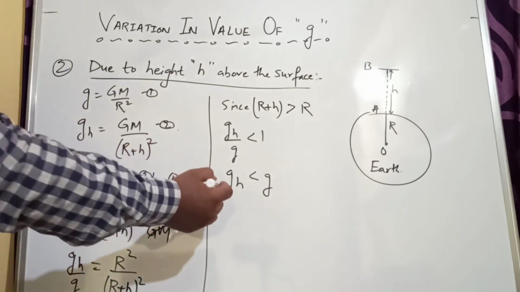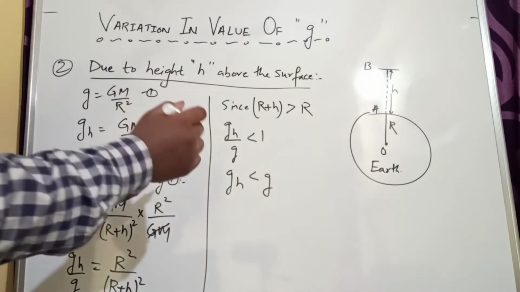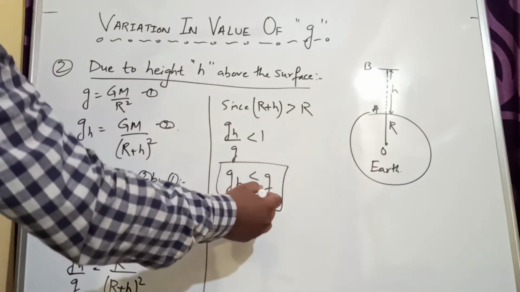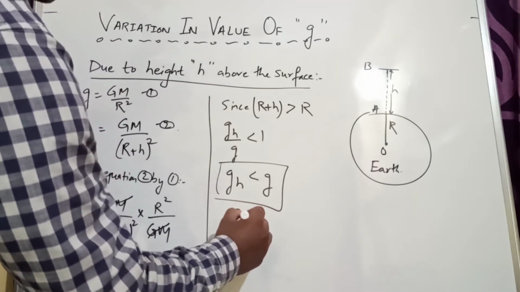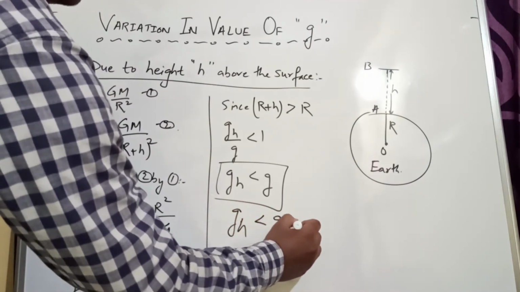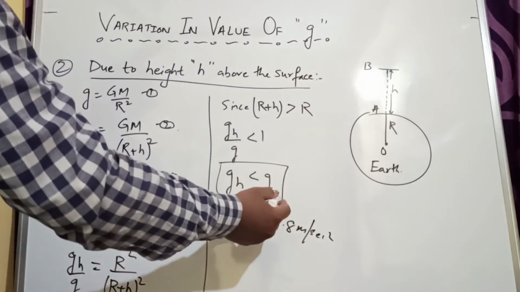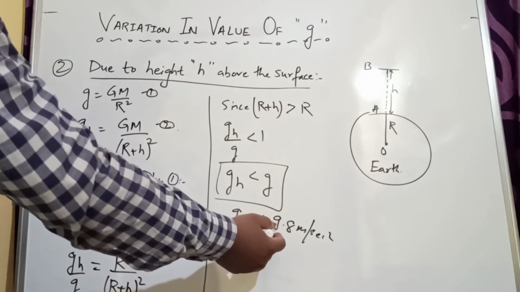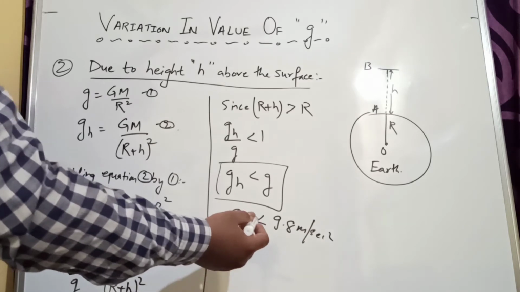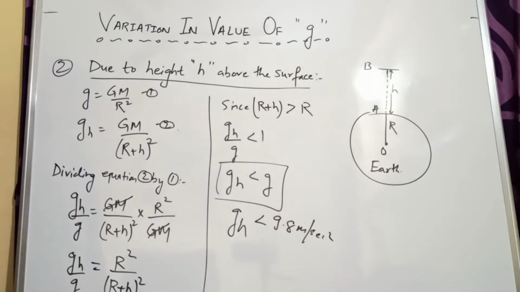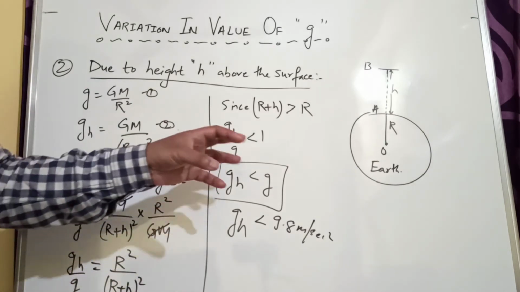It means the value of g at any height above the surface of Earth is less than the value of g at the surface of Earth. It means g_h is less than 9.8 meter per second square. Why? Because at the surface of Earth we are taking g equal to 9.8. So whenever we go to some height, the value of g decreases and we will not get the 9.8 value. It will be less than 9.8. How much that value will be, that we have to calculate.